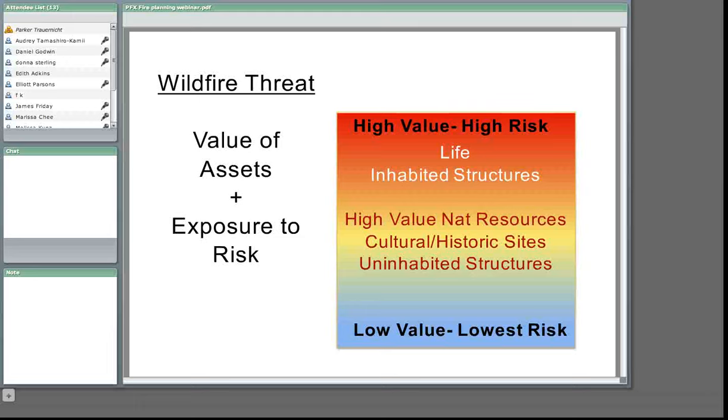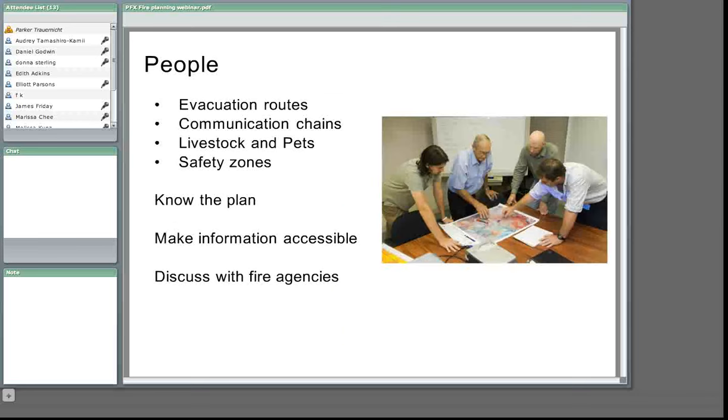Highest priority, of course, is people. In any scenario, human safety is number one. It's important to keep this in mind, especially when interacting with firefighters, that human safety will always be the number one priority, as it should be. From working with people that work or live on your landscape, this is where we want to talk about evacuation routes and communication chains, so text or phone chains. In the event that an emergency happens, how can you let everybody know what's going on and make sure that everyone is either evacuating or is in a safe place?